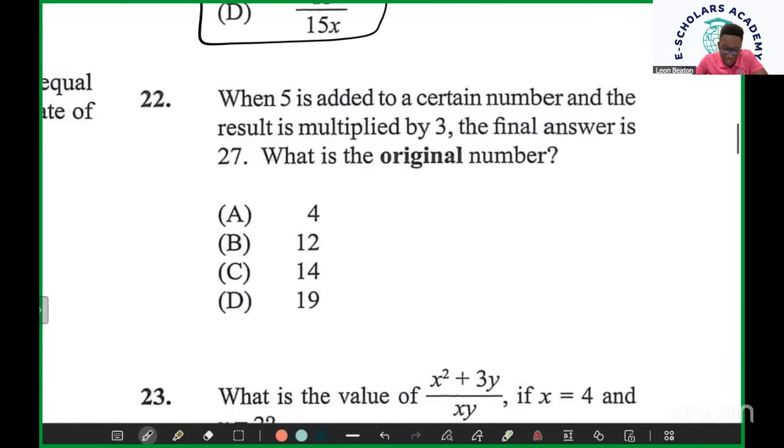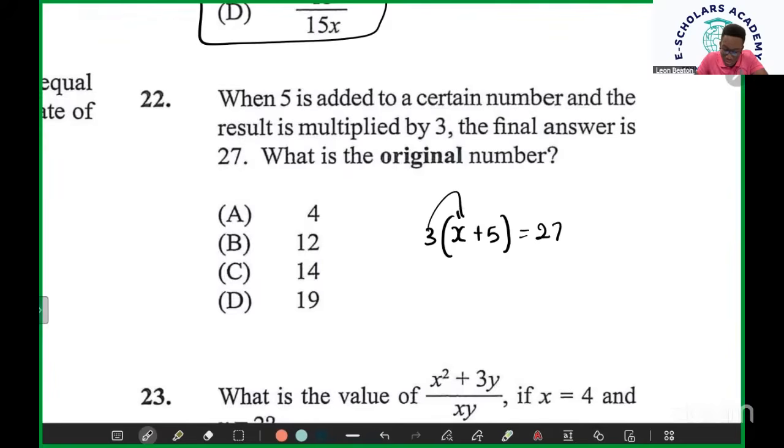All right, so when 5 is added to a certain number, the result is multiplied by 3. The final answer is 27. What is the original number? So when 5 is added to that certain number, the result is multiplied by 3. So everything will be multiplied by 3. The final answer is 27. What is the original number?